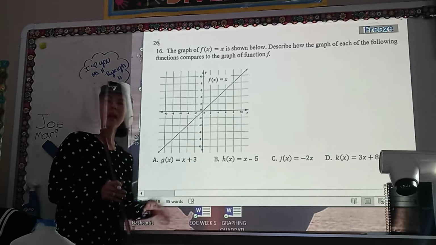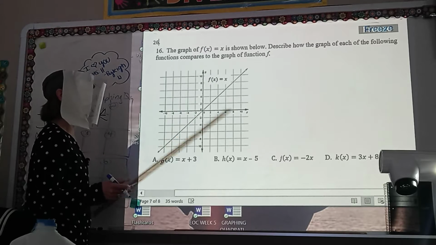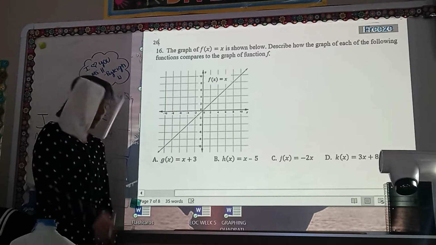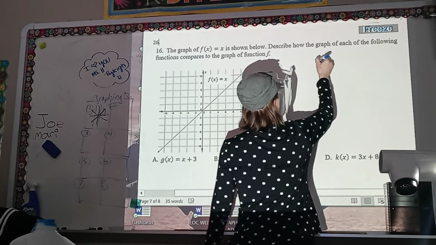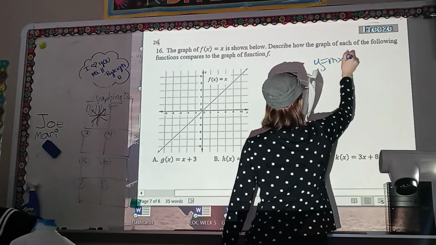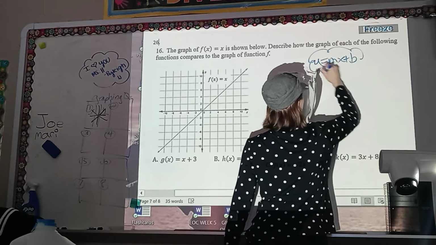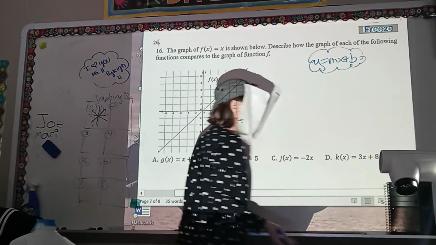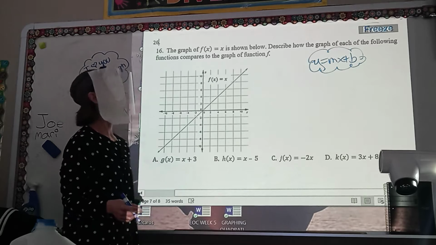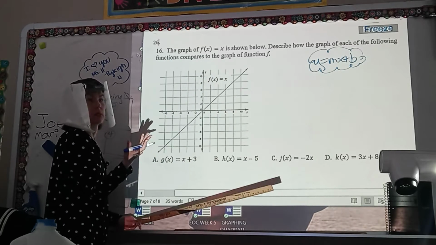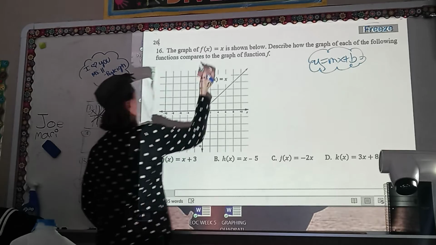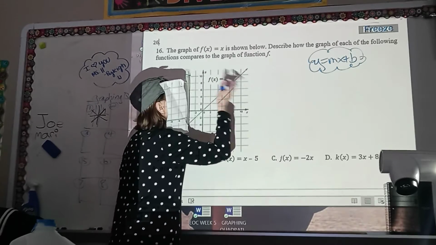A graph, and we have a line. So you should automatically be saying to yourself, knee-jerk reaction, y equals mx plus b, because that's the slope-intercept form of the equation of the line. However, it says the graph of f of x equals x.